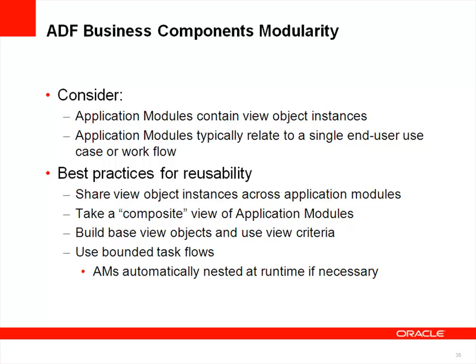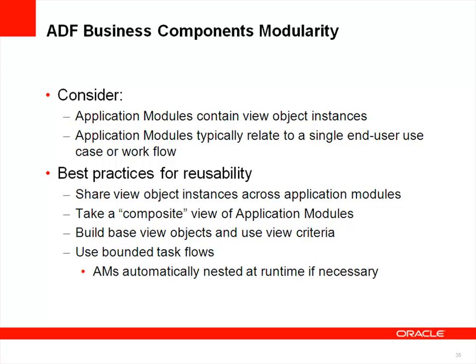Regardless of whether ADF libraries are used, modularity of business components should be considered when developing applications. For example, many projects start out with one monolithic application module, but ideally, application modules should relate to a single end-user use case. For example, a back-office user might need access to one set of view object instances for administration purposes, and a customer user would need to access another set of view object instances. In this case, even if the underlying entity objects were related to the same database schema, two application modules should be created to separate these use cases and provide for reusability in other applications.